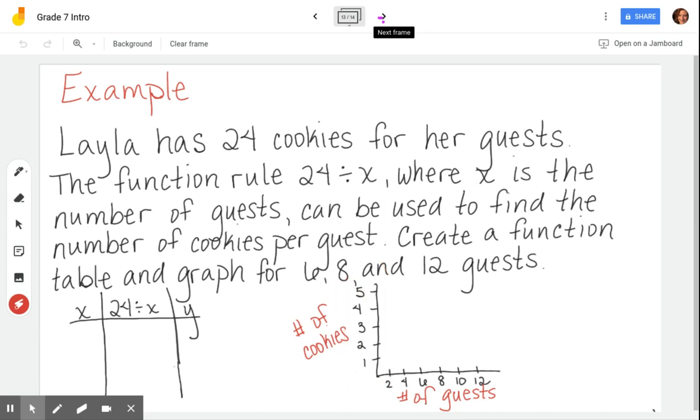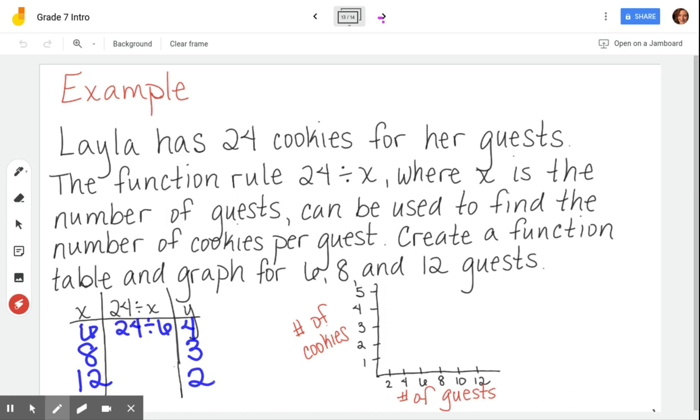Okay, so on my input-output table, I'm going to plug those numbers in, see what I get for y. I'm going to put those on my graph. They're asking me to use 6, 8, and 12. If I do 24 divided by 6, I find out each guest gets 4 cookies. If I do 24 divided by 8, they each get 3. And 24 divided by 12 guests, they each get 2.